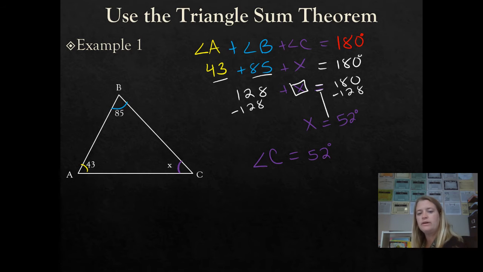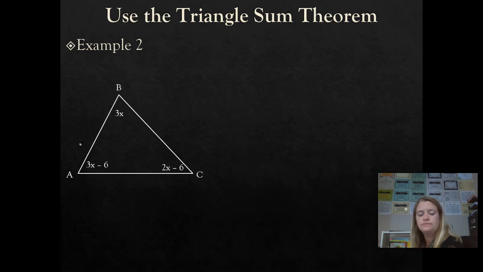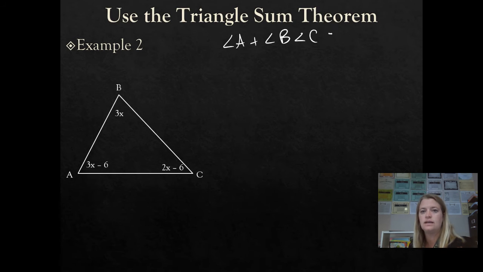Okay, so now what happens if these angles are not actual numbers? That's what we're going to do now. Example 2, we have 3 angles still because it's a triangle, but we notice none of them actually have numbers. They have unknowns in all of those angles. We're still going to do the exact same process. We're going to take angle A and angle B and angle C, and they're going to add up to 180 degrees.